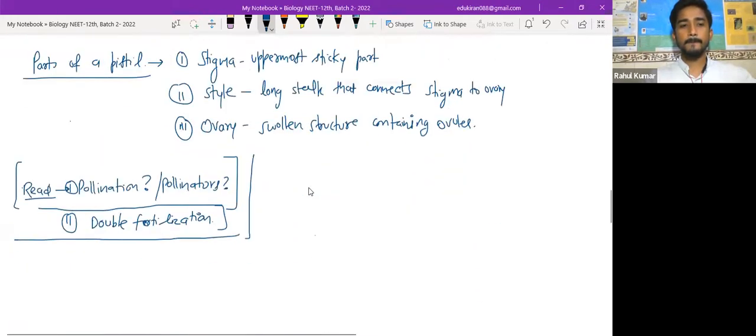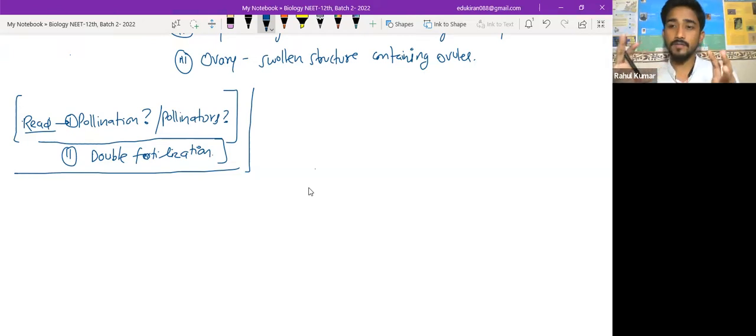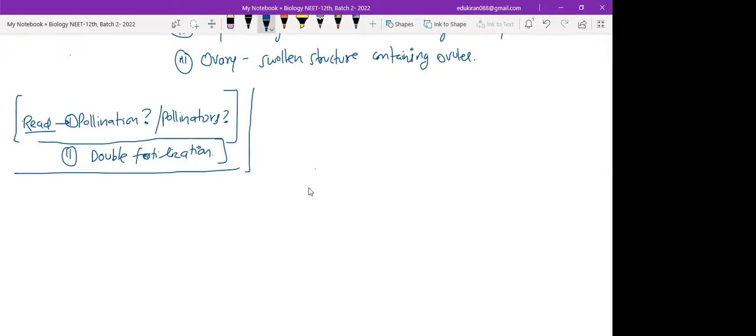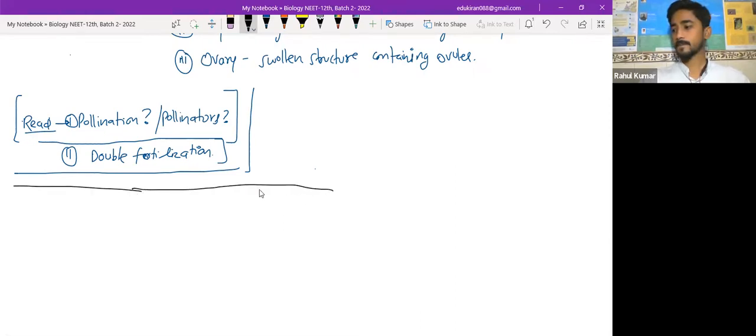So let's move forward. You understood what the reproductive structures present in a plant are that help them in reproduction, correct? Now we have to study the process of reproduction. So write down first: stages of sexual reproduction in flowering plants. Today we'll start with stages.